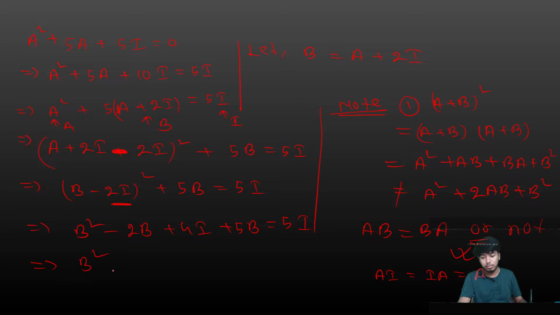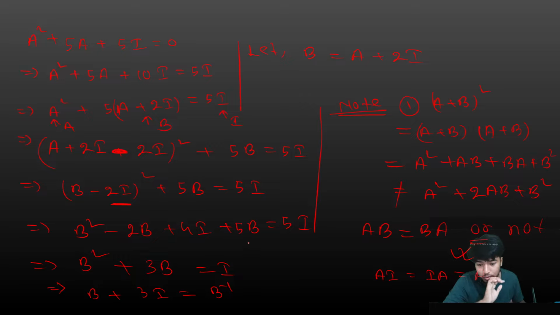Now what is this? B square plus 4B equals identity. Now multiply by B inverse, since the question asks to find the B inverse, which means B inverse exists. So B inverse is nothing but B plus 4i.